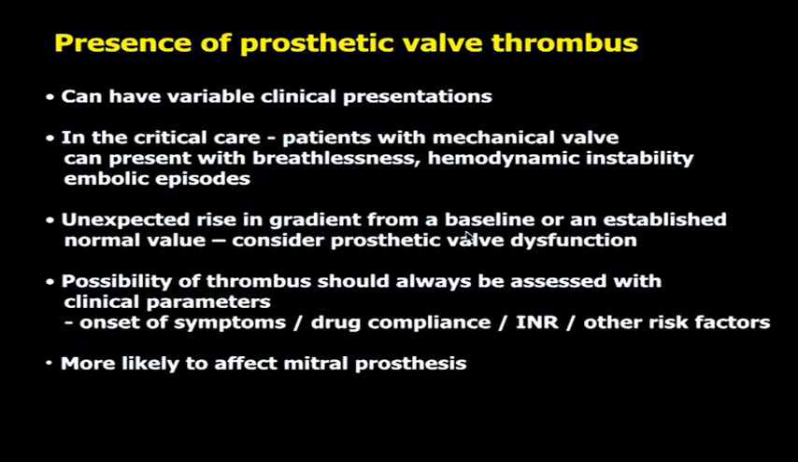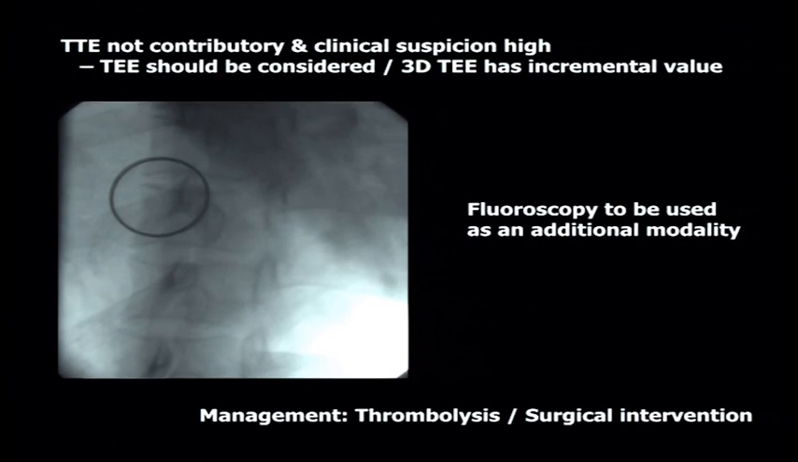Has the gradient increased from baseline or from an established normal value? Immediately, prosthetic valve dysfunction is confirmed, and then it is correlated. And then we also have to look into the background, how recent was the onset. The more recent the onset, the more likely it is to be a thrombus. And also we have to look into the drug compliance, the INRs and the other risk factors which go into it. And also we have to keep in mind that it is the mitral prostheses which are usually affected, more common than the aortic prostheses.